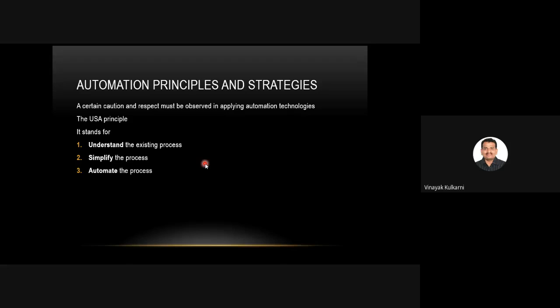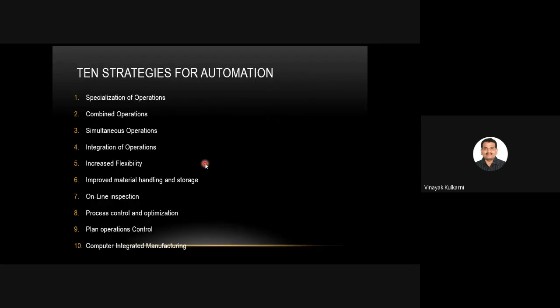The last step is to automate the process. Once the process has been reduced to its simplest form, then automation can be considered. The possible forms of automation include those listed in the 10 strategies. The strategies are here.